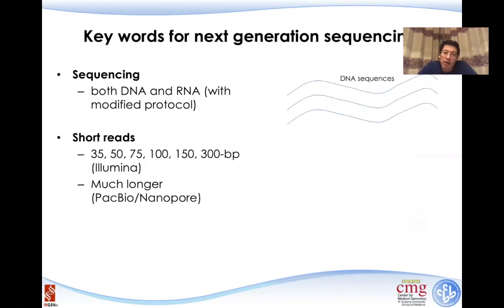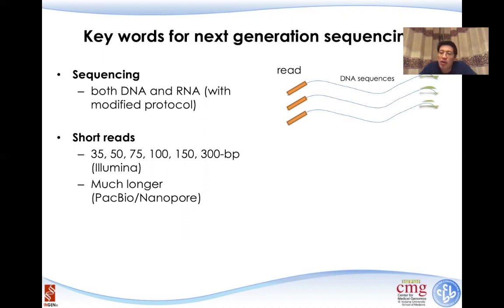The second keyword is short reads. So if you look at this DNA sequence molecule, it's not sequencing from the very beginning all the way to the end. Rather, it only sequences the very beginning part of it. Each element is called a read. It depends on different platforms. The length of the read can vary from very early on, 35 bases, sometimes even shorter, and all the way to today, about 300 base pairs.